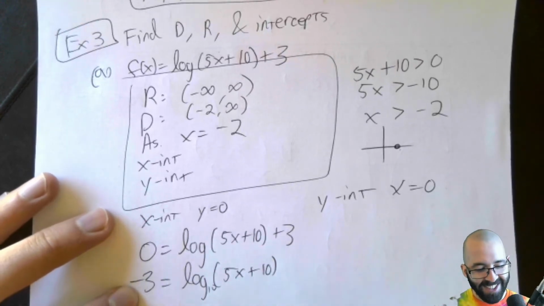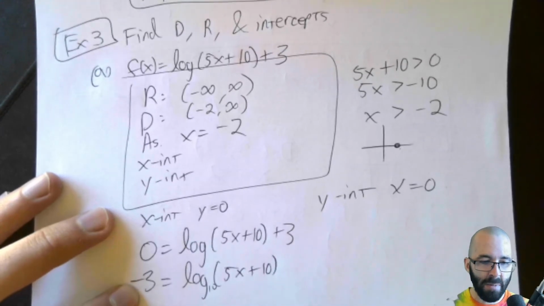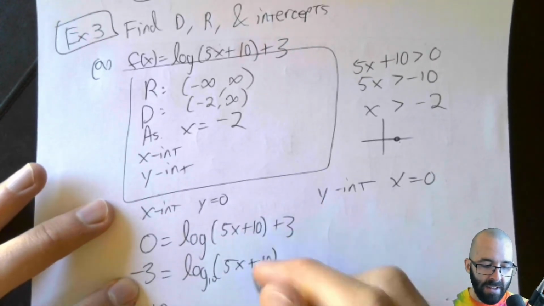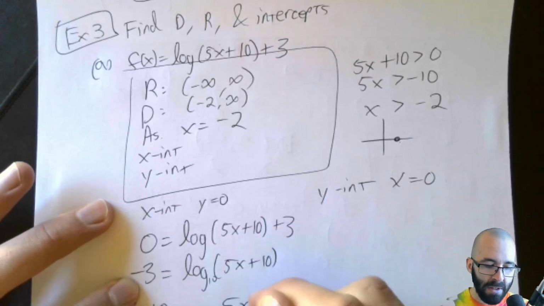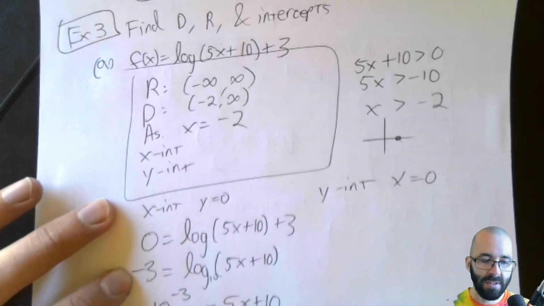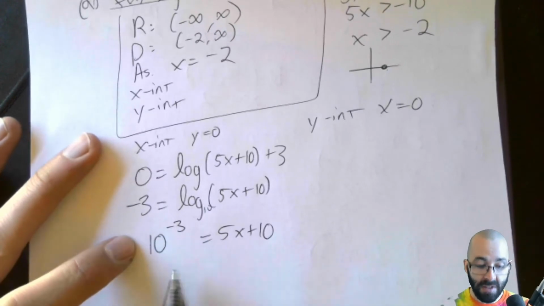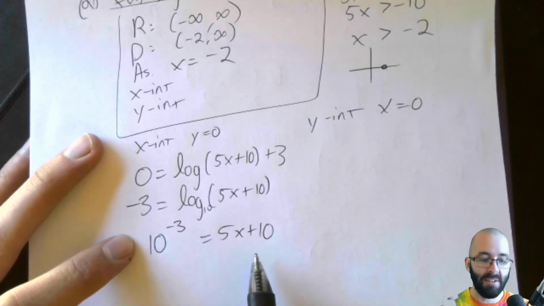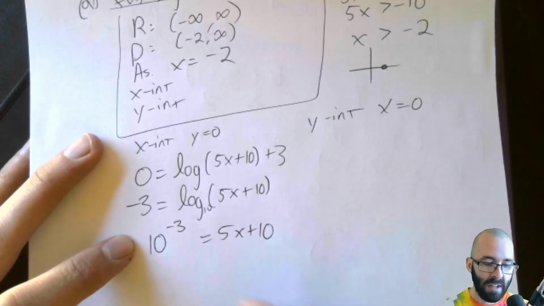So the base of the logarithm is the base of our exponential. The input of the logarithm becomes our output, and our output over here becomes the input of the exponential. That was the previous video. And you can definitely solve this equation. Just subtract 10 from both sides and divide by 5.